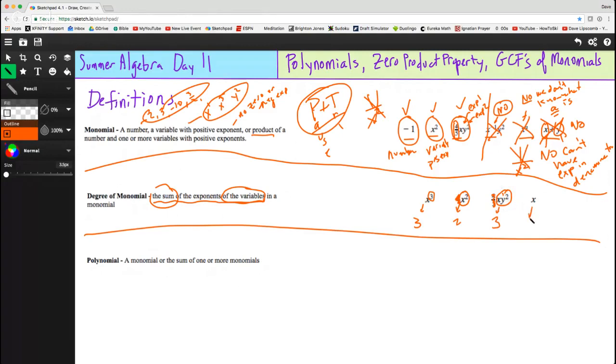Now, how about this one? What's the degree of x? The degree of x is 1. And how about the degree of the number 4? Well, we have no exponents.